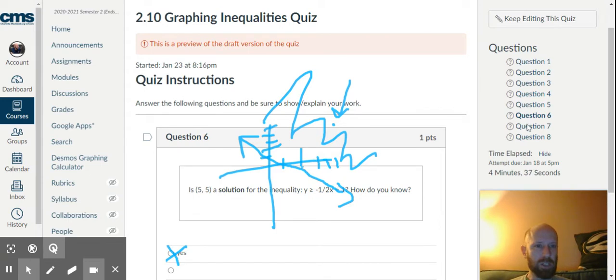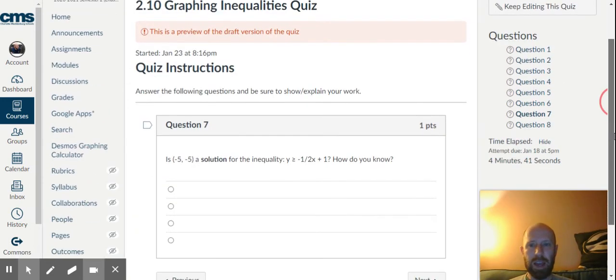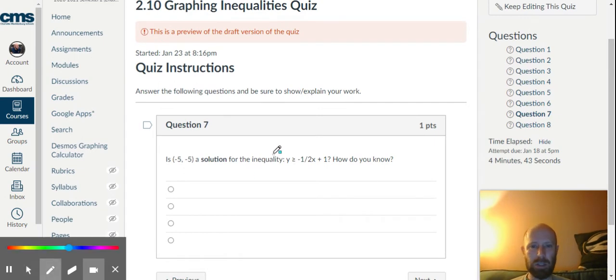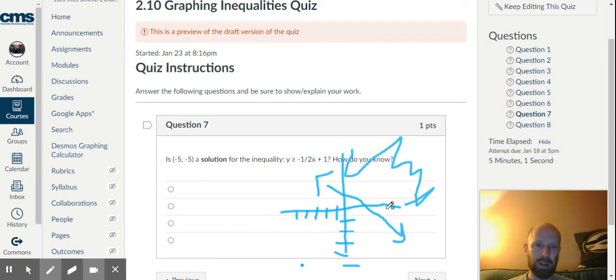We go to question 7. Is negative 5, negative 5 a solution? So again, when we graph, negative 5 would be negative 1, negative 2, negative 3, negative 4, negative 5, both ways. That would be right here. Our line roughly was here, and again, we shaded in the top part. So this part is not shaded in. So the answer would be no.